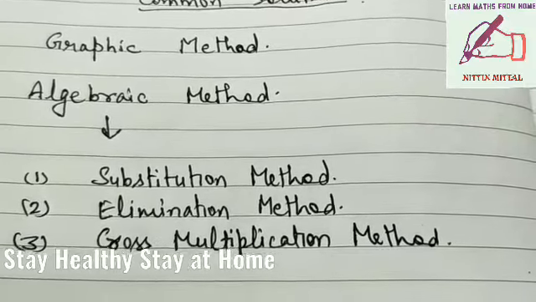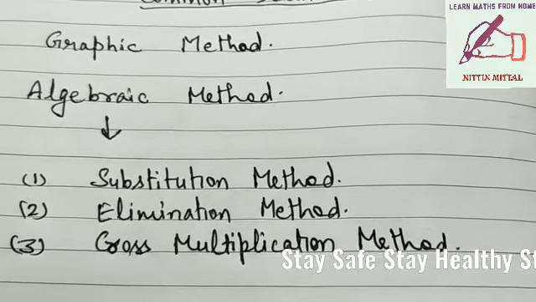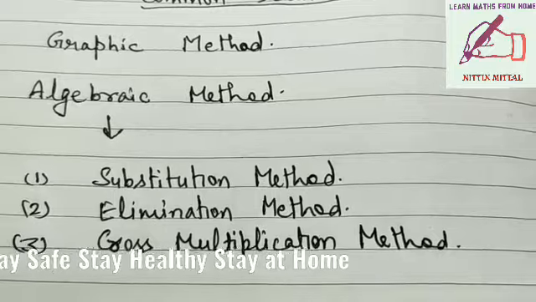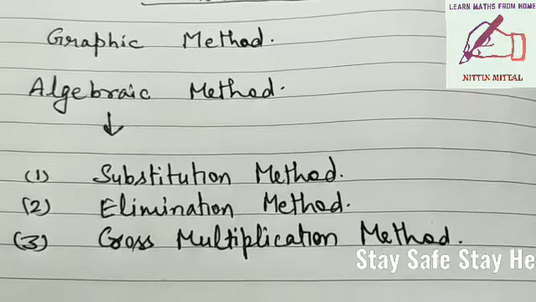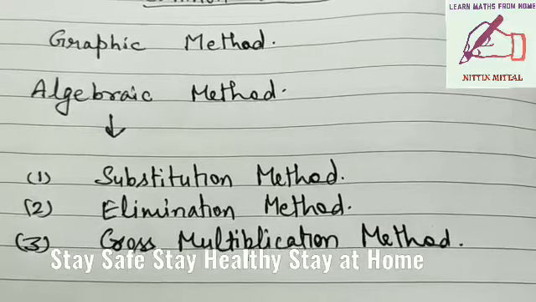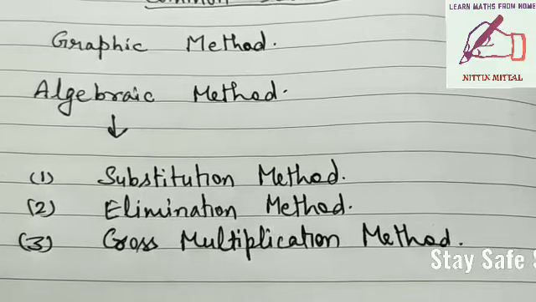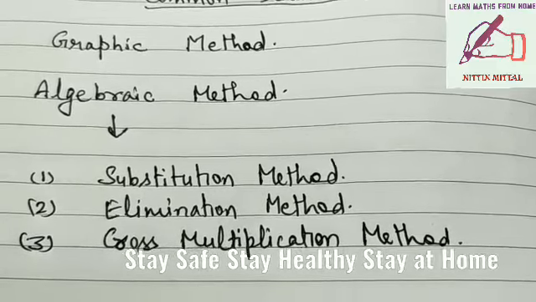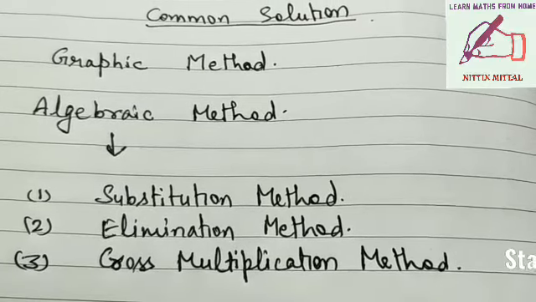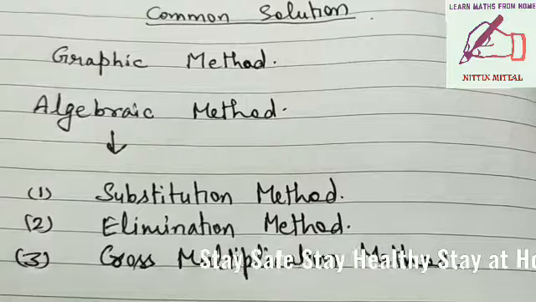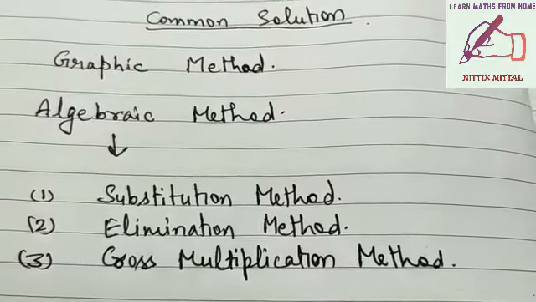So we can find the common solution of a pair of linear equations in two variables by graph method, in which we are supposed to draw the graph of both the equations on a single graph paper. Wherever the two lines meet each other, that point is a common point of the two equation lines, and the common point coordinates are the common solution. That we will be discussing later. And in algebraic method, we will be discussing three methods: substitution method, elimination method, and cross multiplication method. So one by one I will be explaining these methods.